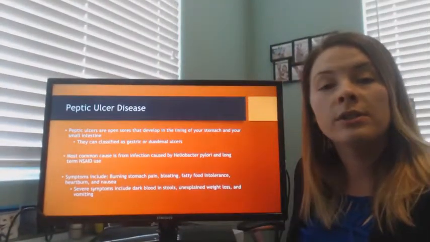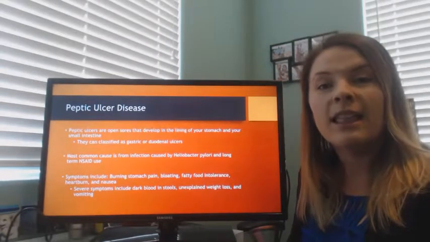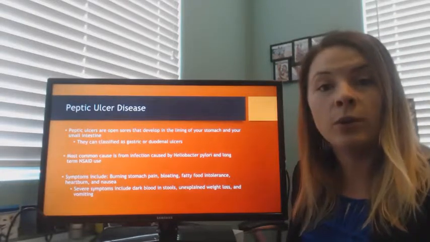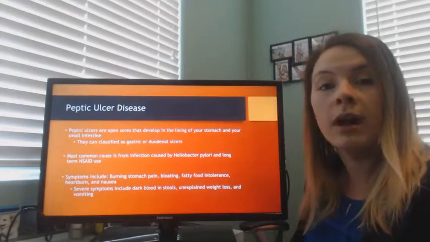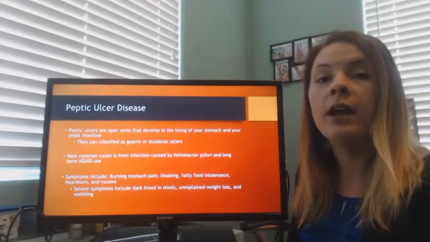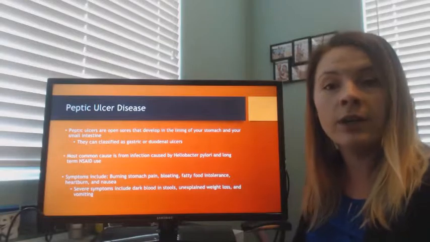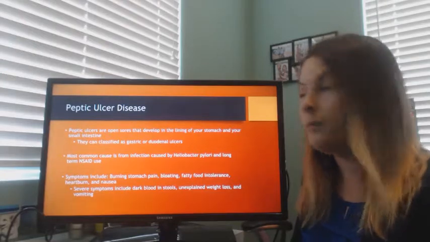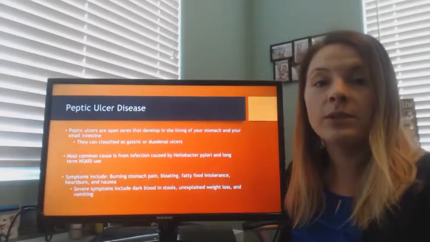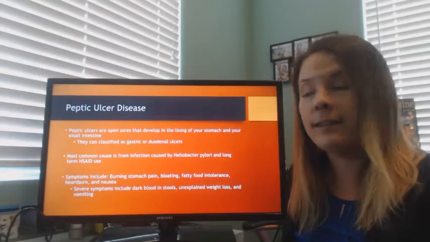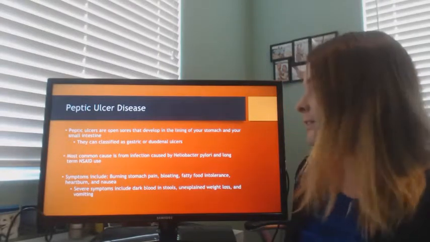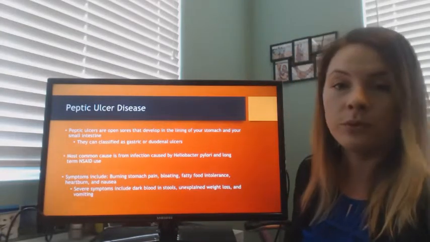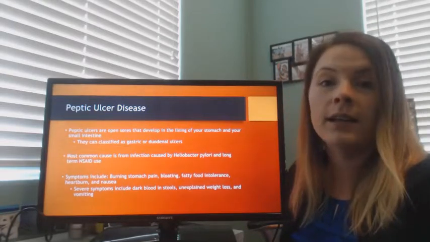Peptic ulcers are sores in the lining of the stomach or the intestines that can cause pain and sometimes bleeding. They can be classified as gastric or duodenal ulcers. The most common causes of peptic ulcers include extensive use of NSAIDs and aspirin, or a bacteria known as Helicobacter pylori. Symptoms can include burning, like heartburn or pain in the stomach, bloating, intolerance to fatty foods, and nausea. Severe symptoms can include bleeding, dark blood in stools and emesis, unexplained weight loss, and excessive vomiting.